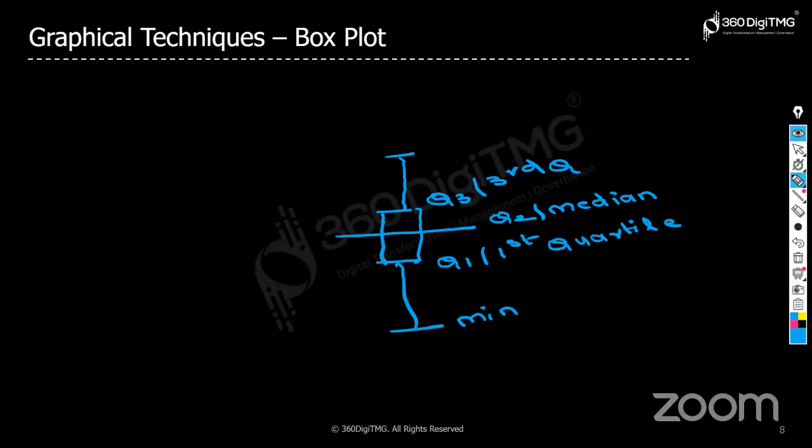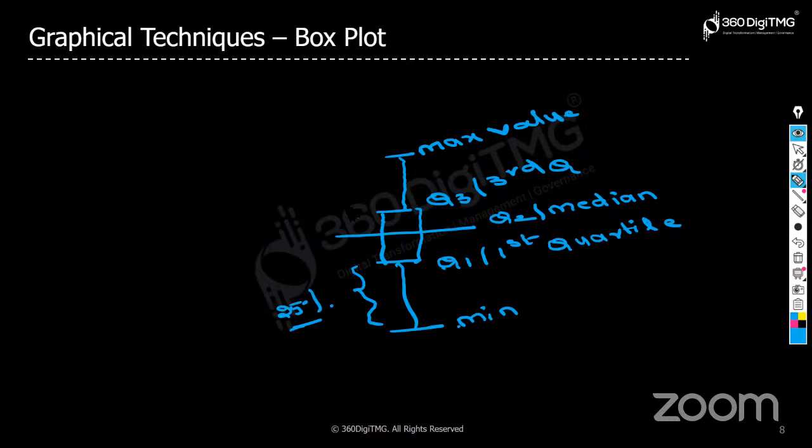So this is how your box plot looks, and this is the description of each and every part. The data present between the first quartile and the minimum value will be 25%, because out of 100, I've divided into half, and within the half I have again one more half.